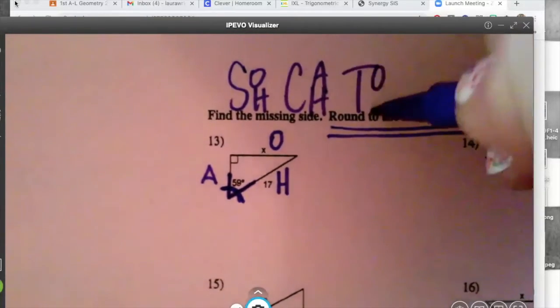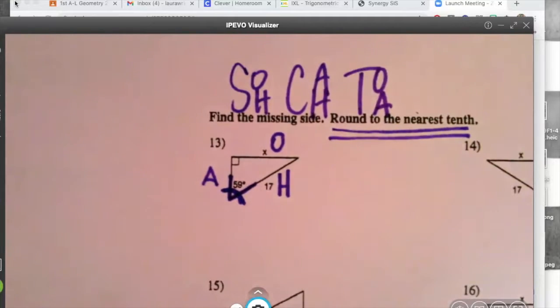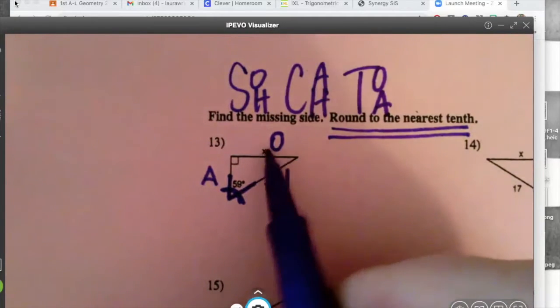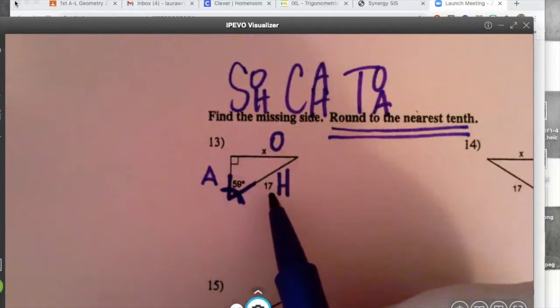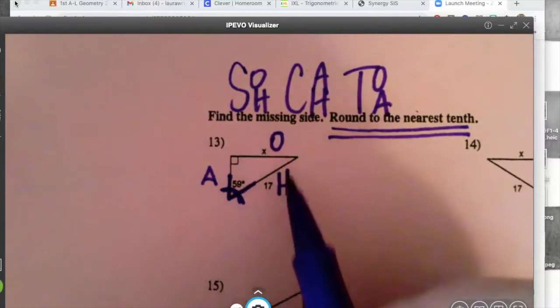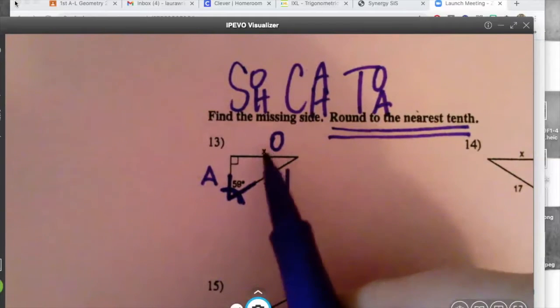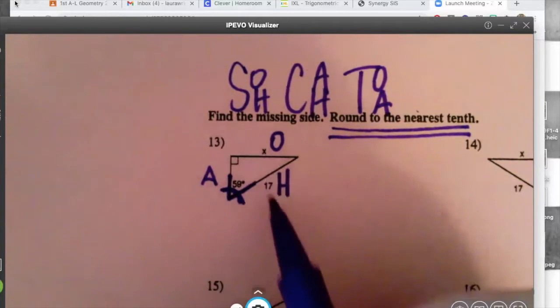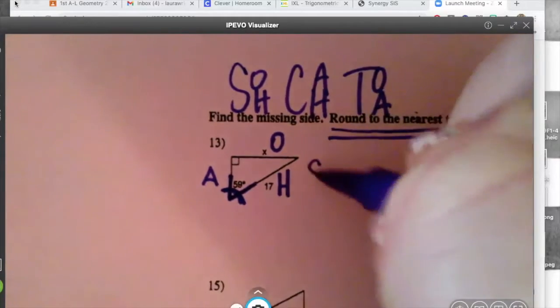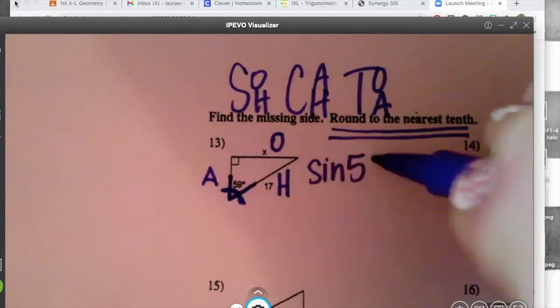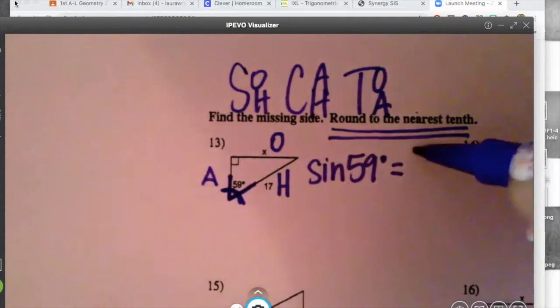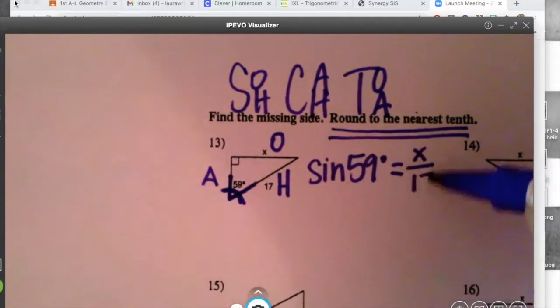I'm going to rewrite SOHCAHTOA right up there just so it's close. We know we have to use the opposite because that's what we're solving for. We also have the hypotenuse. So if we have the opposite and the hypotenuse, we must be using the sine. Okay, so that decision came from what I needed. I needed to use the opposite to find it, and I had to use the 17. So I'm going to set up sine of 59 degrees equals x over 17.